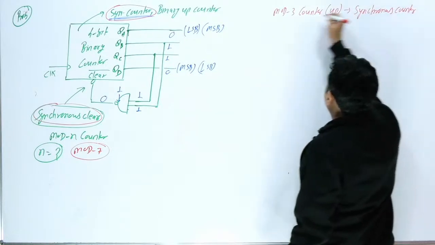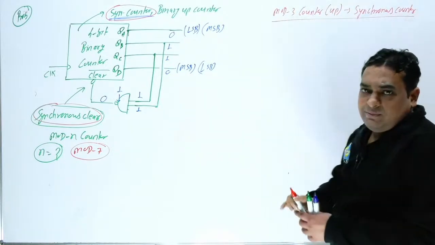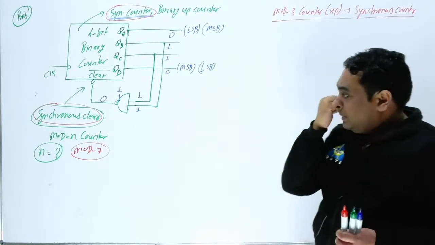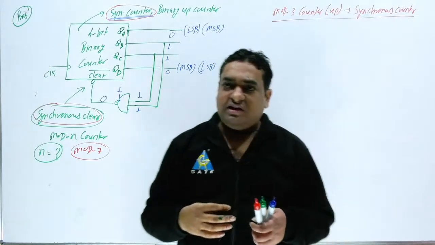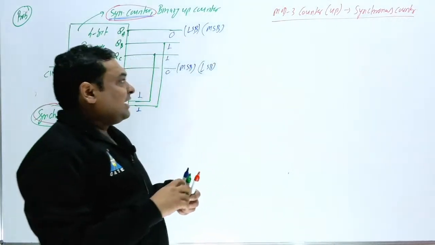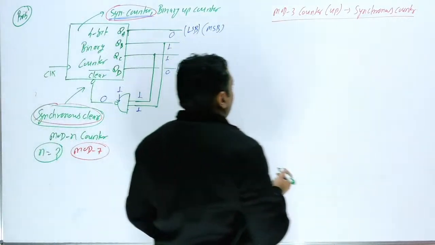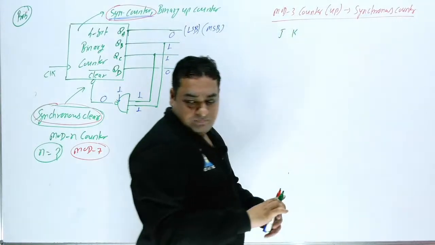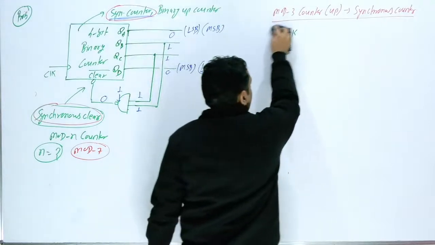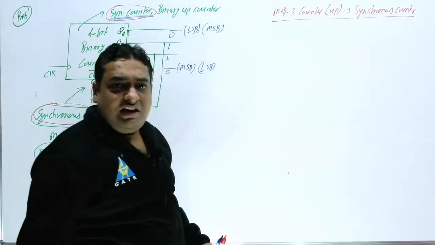Okay, I will explain using both synchronous and asynchronous. First I am going to explain using a synchronous counter. So how can you design this? Suppose I am going to use a JK flip flop. So JK flip flop to use here. So now, initially I am going to start.